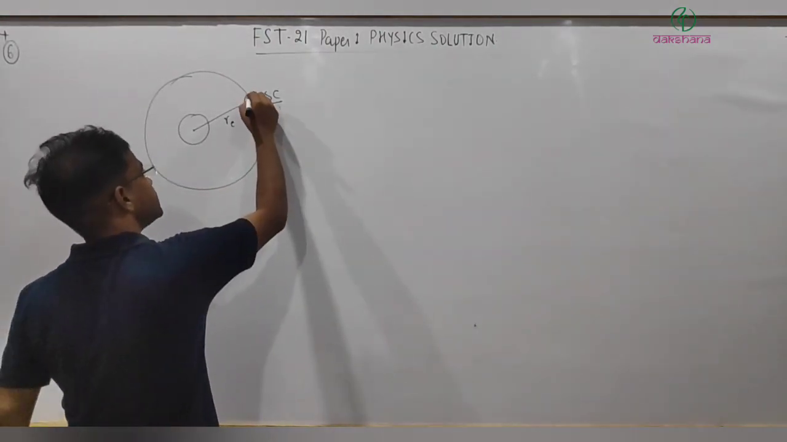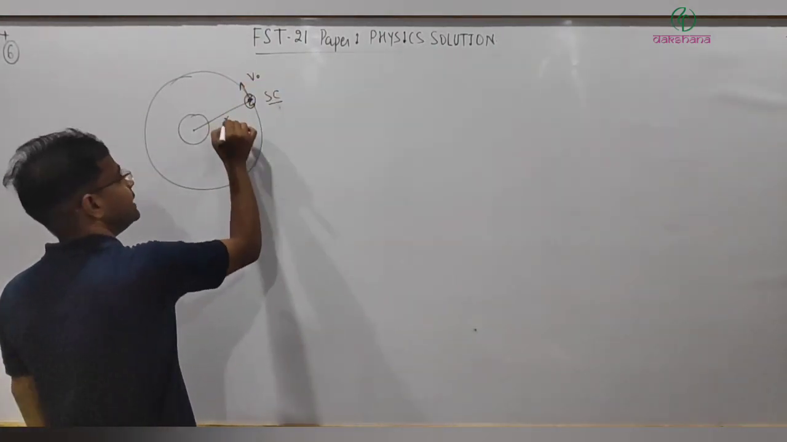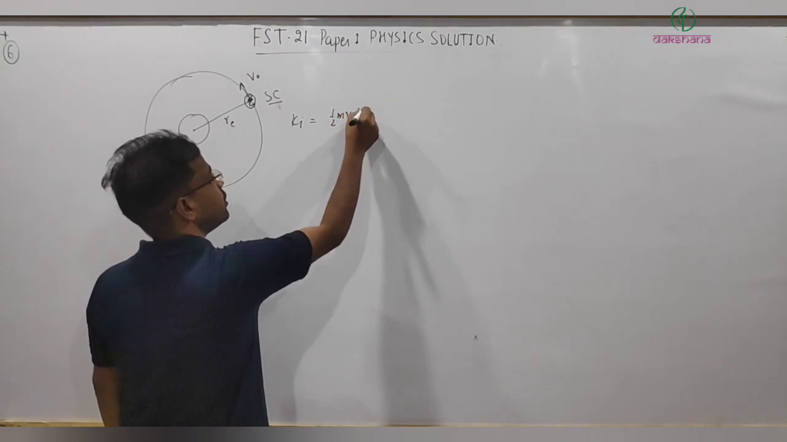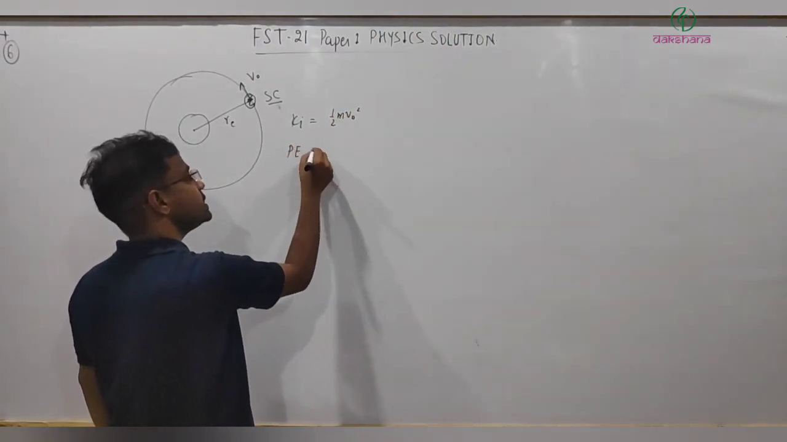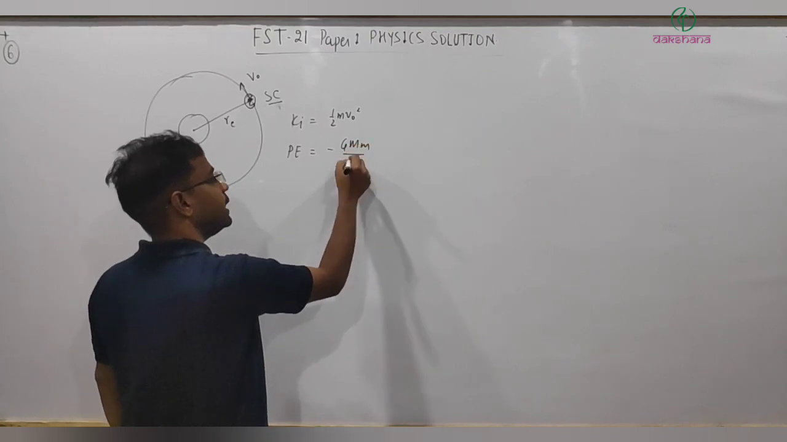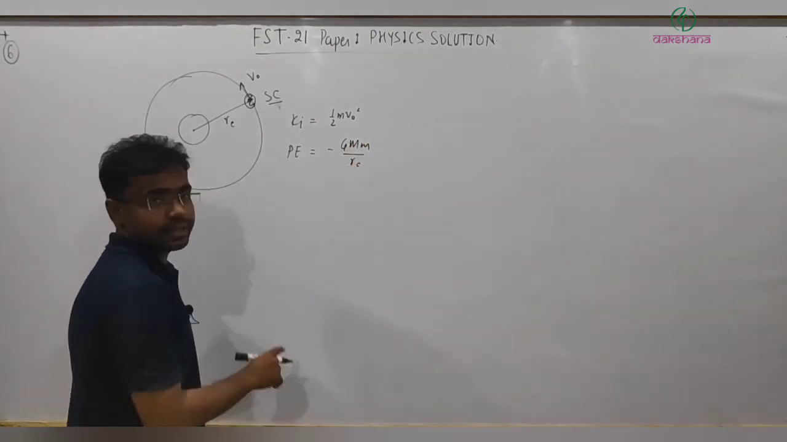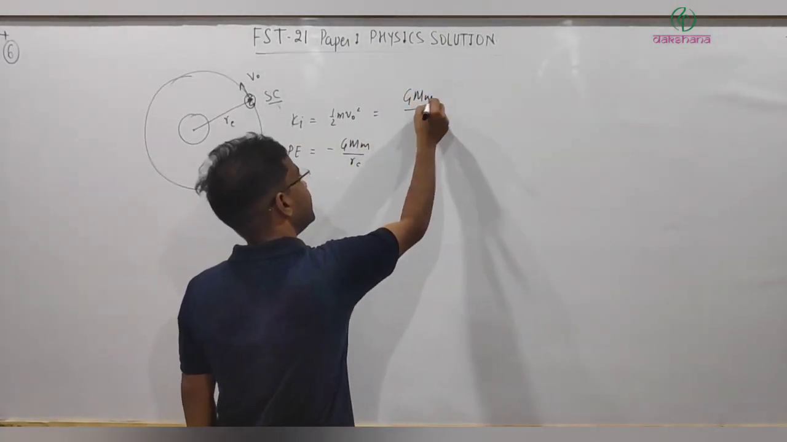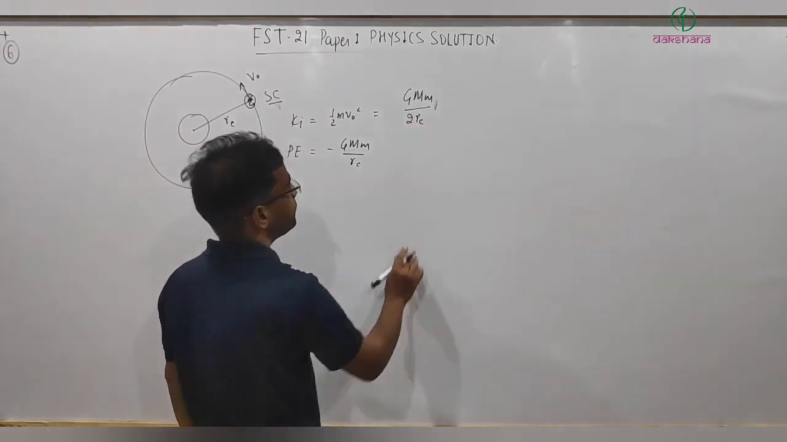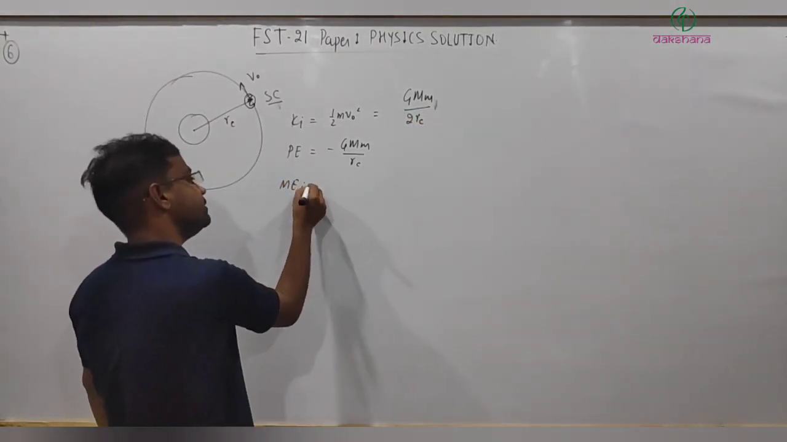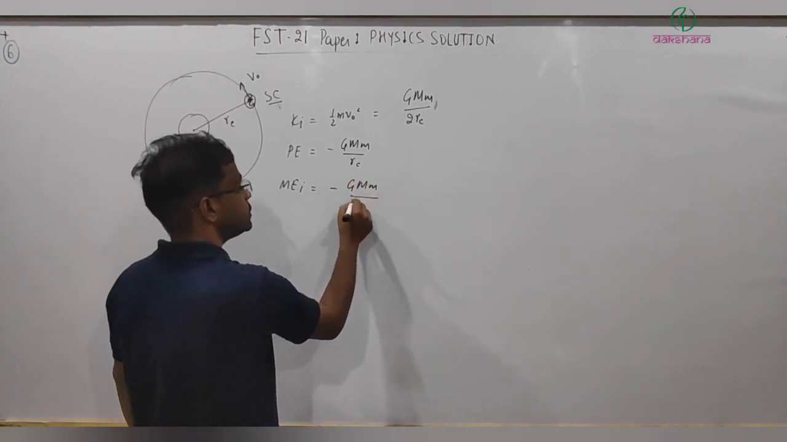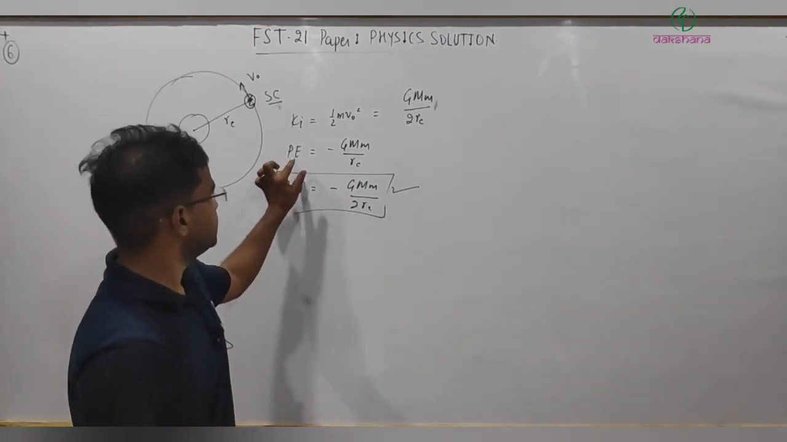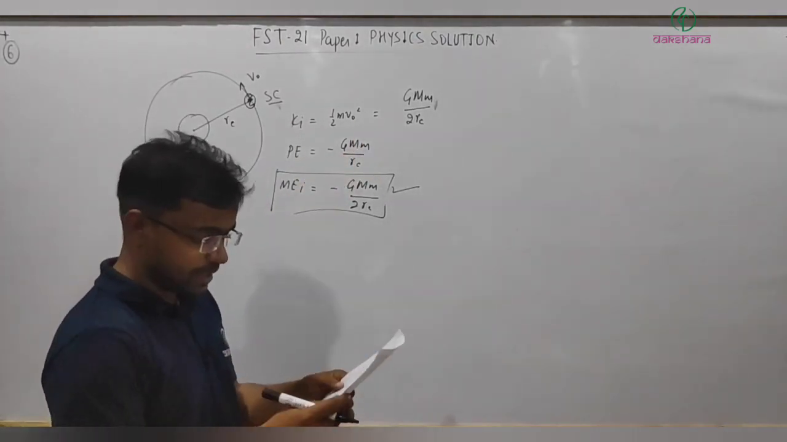So in this situation, let's say its orbital speed initially is v naught, radius rc. Then I can write its kinetic energy initially as half m v naught square, and potential energy is equal to minus GMm by rc initially, and we know the kinetic energy is also equal to GMm by 2rc. So total mechanical energy initially will be minus GMm by 2rc. This is the initial total energy, kinetic plus potential.